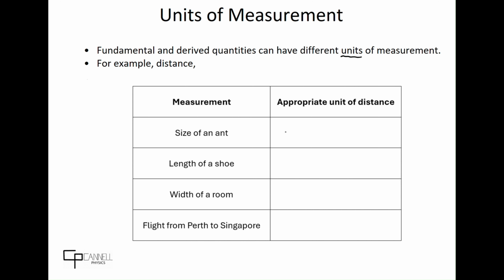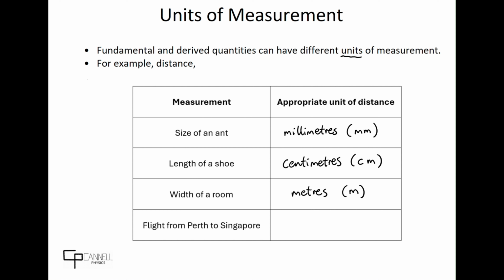For the size of an ant, millimeters would typically be the most appropriate unit, unless it's a really big ant, but we'll go with the usual ants. Length of a shoe, centimeters is a reasonable unit of distance. The width of a room, so kitchen, bedroom, bathroom, typically meters. Lowercase m for that to symbolize meters.